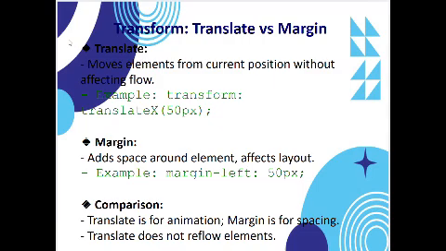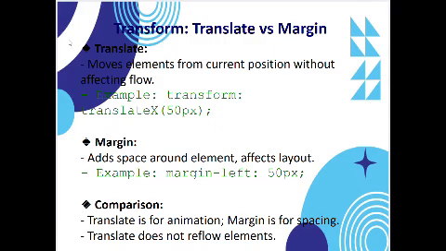Okay, transform with translate versus margin. What exactly will translate do? This moves an element along the x or y axis without affecting the layout flow. It's perfect for animations. Let's see an example. transform: translateX(50px), which means along the x axis by 50 pixels. On hover it slides 50 pixels to the right, but everything else stays put. Magic.